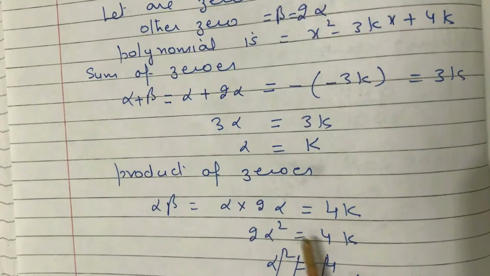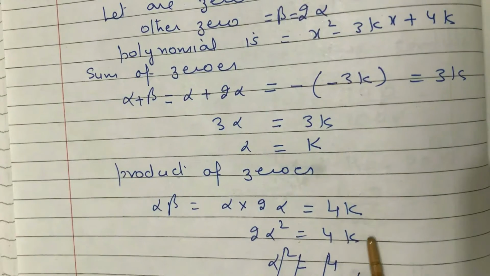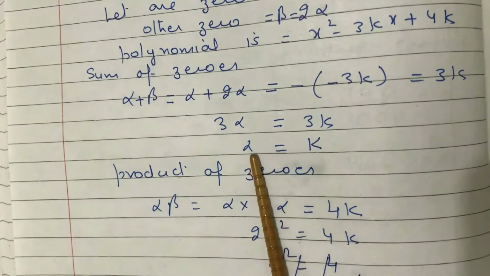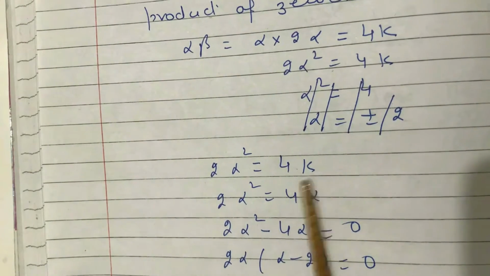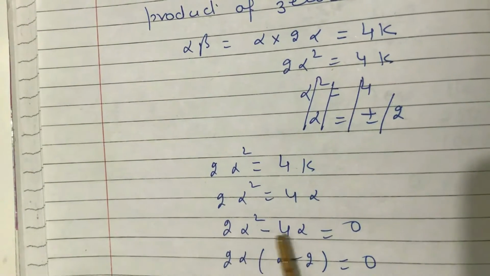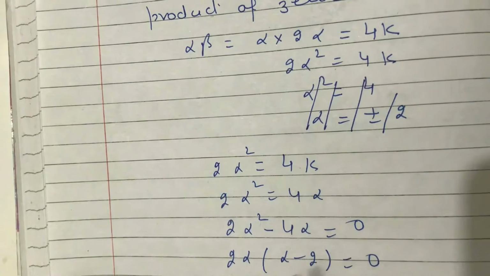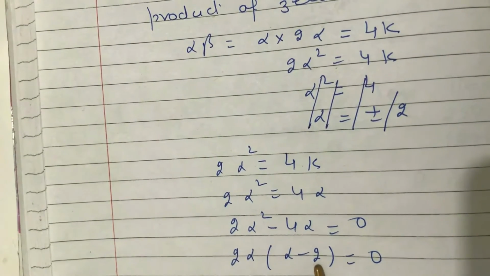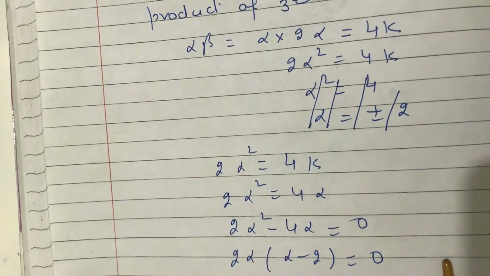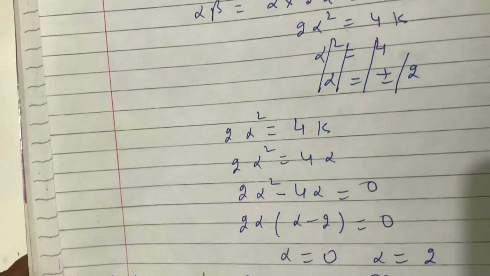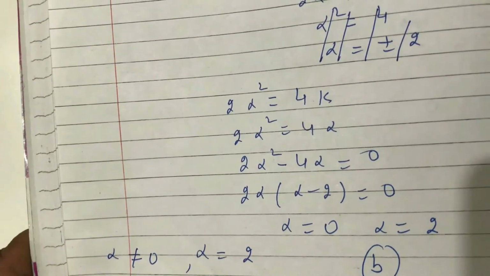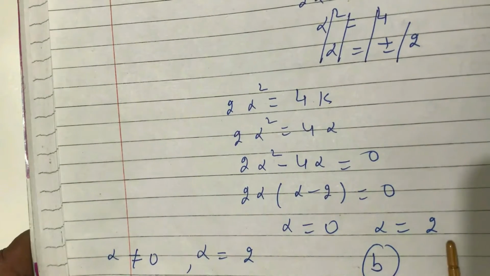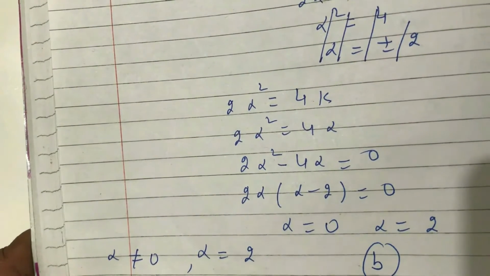It means 2 alpha square is equal to 4k. Instead of this k, write alpha, because k is equal to alpha. So 2 alpha square minus 4 alpha is equal to 0. Take 2 alpha common. Alpha minus 2 in the bracket, you will have. This is equal to 0. So value of alpha is 0, value of alpha is 2. Alpha cannot be equal to 0. So alpha is equal to 2. So B is the option.